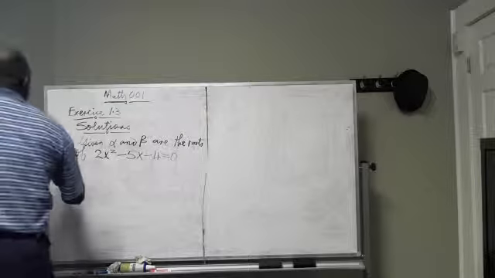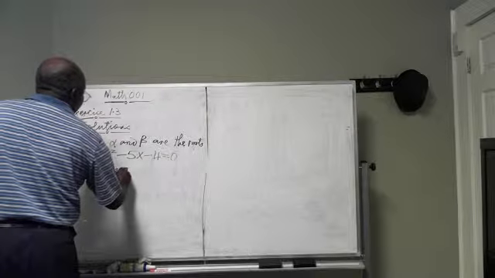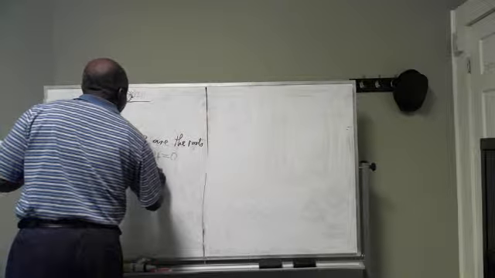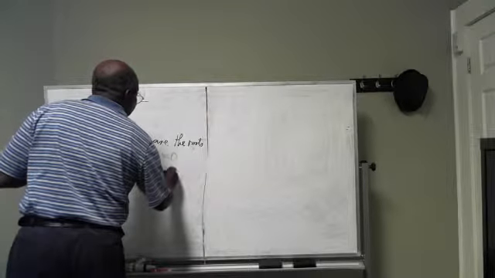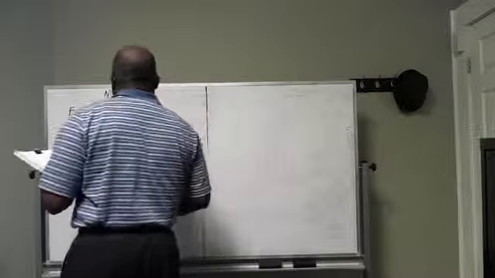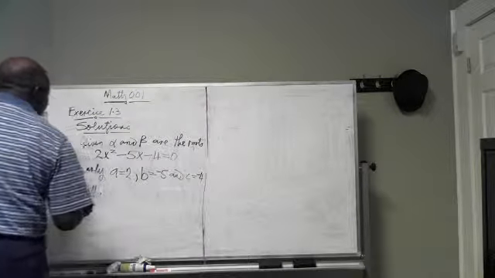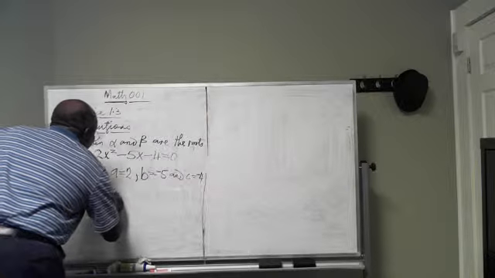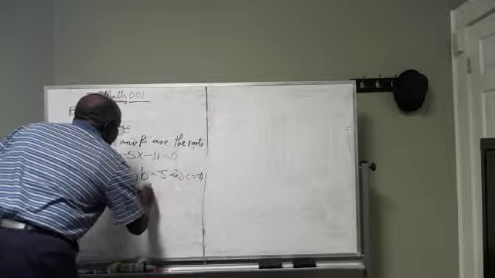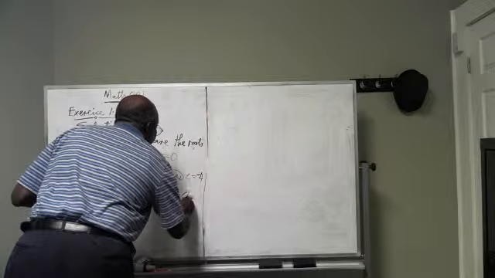First, we know clearly that a equals 2, b equals minus 5, and c equals minus 4. Recall alpha plus beta equals minus b over a, and alpha beta equals c over a.